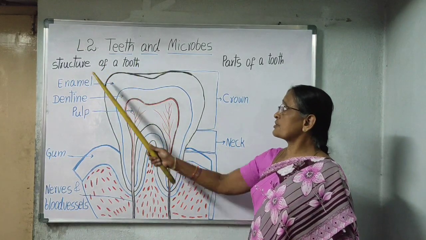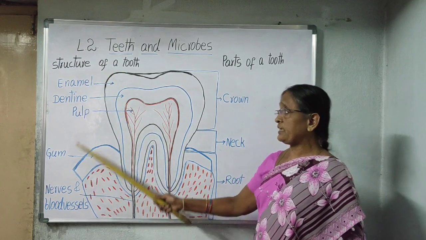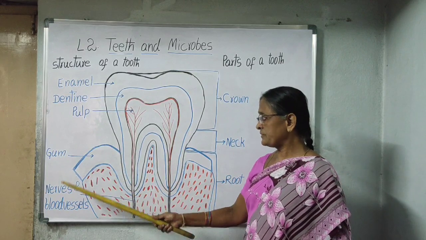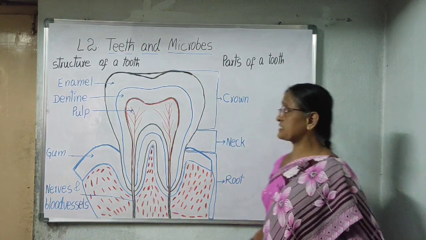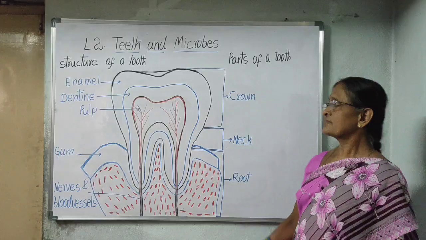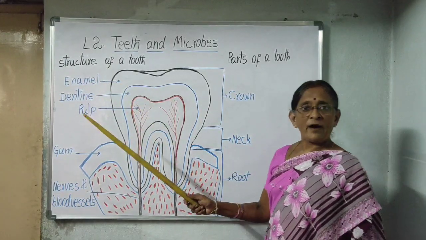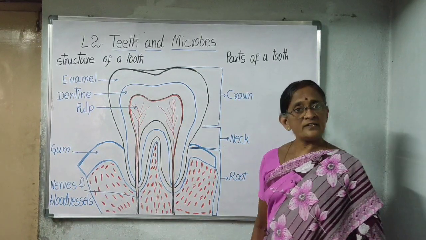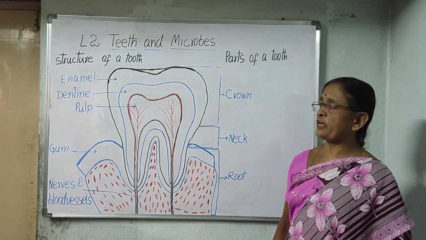Structure of a tooth. The structure of a tooth contains mainly enamel, dentin, pulp, gum, nerves and blood vessels. It also contains the crown, neck, root. Enamel. The white outer visible portion of the tooth is called enamel. It is the hardest part of the human body.